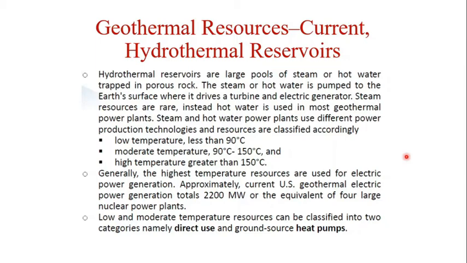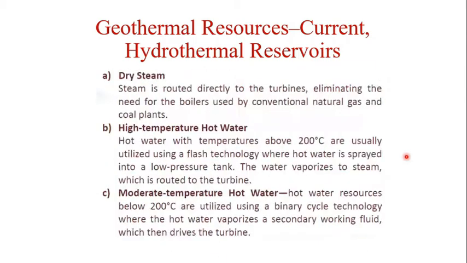Low temperature is less than 90 degrees Celsius, moderate temperature is 90 to 150 degrees Celsius, and higher temperature is greater than 150 degrees Celsius. Generally, the highest temperature resources are used for electrical power generation. Current US geothermal electric power generation is nearly 2200 megawatts, the equivalent of 4 large nuclear plants. Low and moderate temperature resources can be classified into two categories, namely direct use and ground source heat pumps.